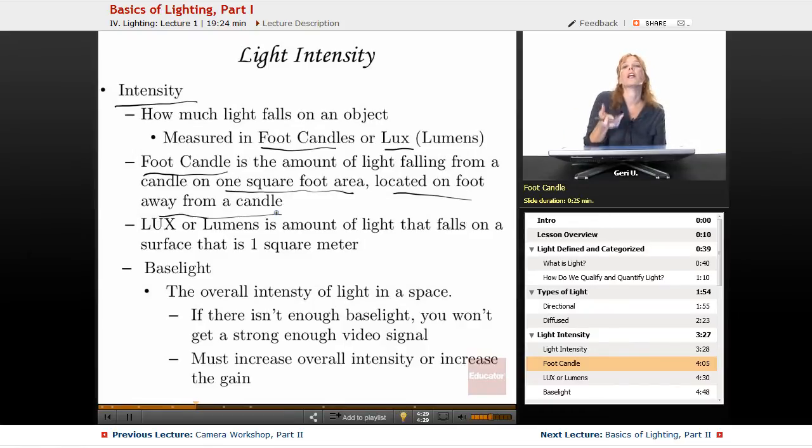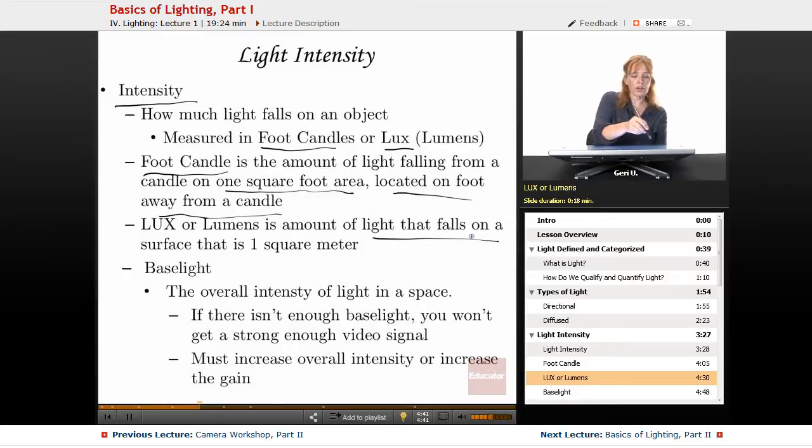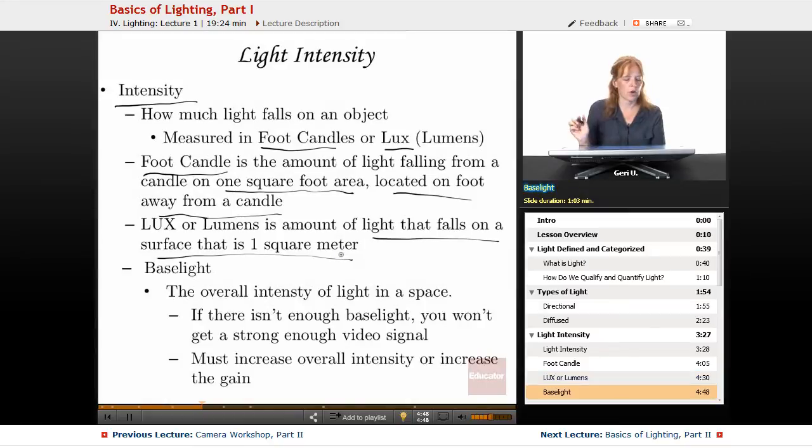It's this quantity of light. So you also should just be aware of lux, because you'll hear both terms being thrown around. Lux or lumens is going to be a larger amount of light. It's the amount of light that falls on a surface that is 1 square meter. Just depending on which system you're working in, you may come across both.